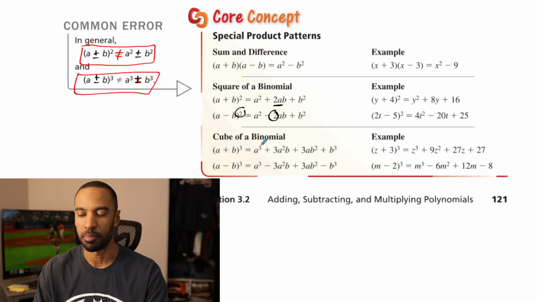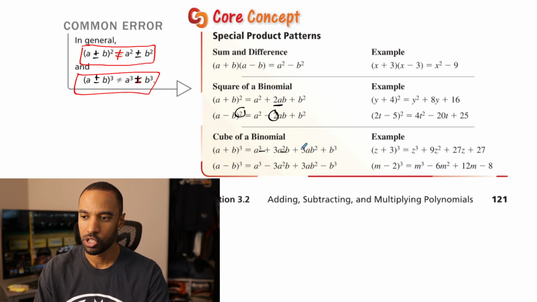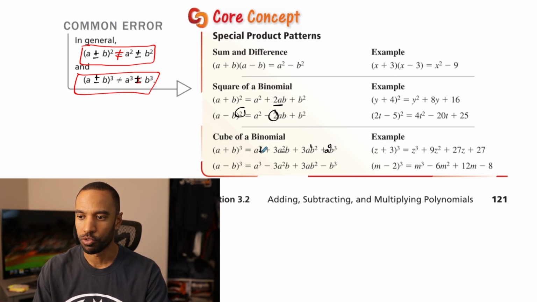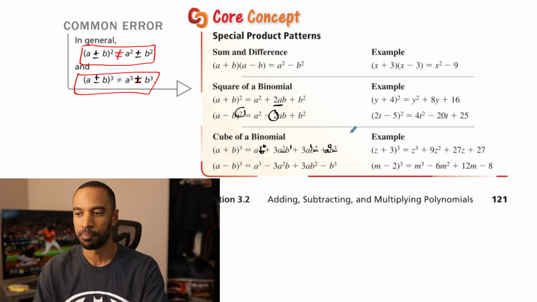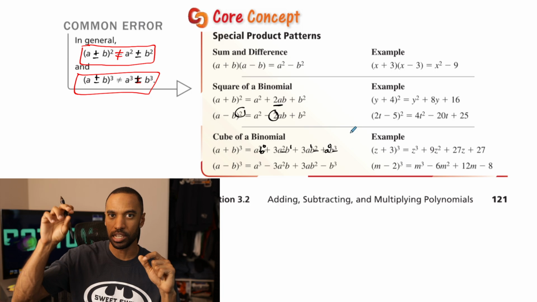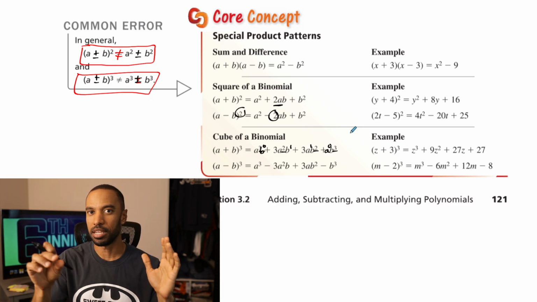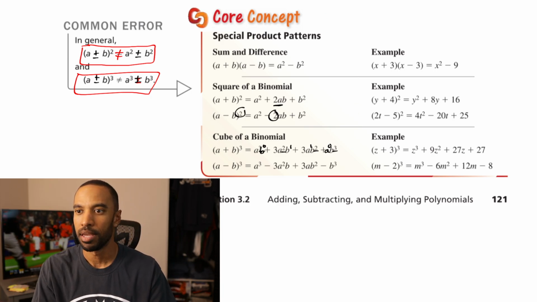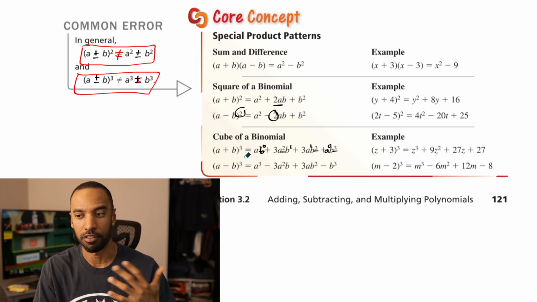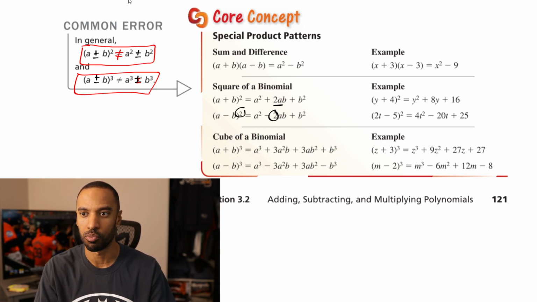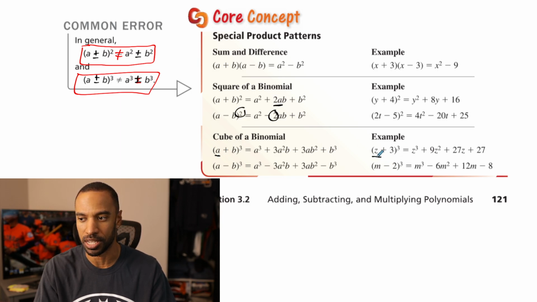Here's the big thing to keep in mind, though. Check out how the a degree lowers from 3 to 2 to 1 to 0, and b goes from 0 to 1 to 2 to 3. So the a degree decreases by 1 each time, and the b degree increases by 1 each time. Now, what's generally going to happen is you're going to have a variable representing one of your numbers. Remember, a is not a variable. a can be a variable like x or z, and b can be like your number.